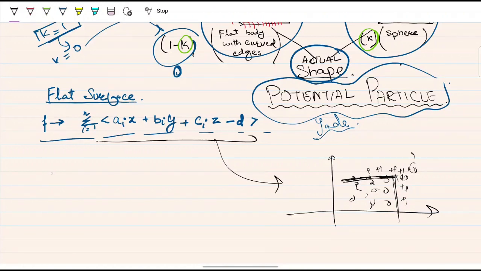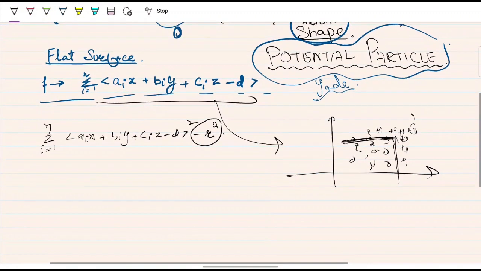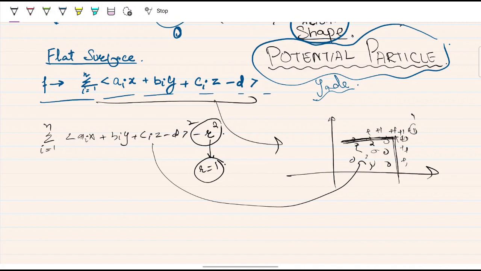So for i equal to 1, a_i x plus b_i y plus c_i z minus d_i, scaling doesn't affect it. Now, if you subtract a number, let's say r is equal to 1, and you subtract it here, what will happen? These zeros will become minus 1, so these become negatives. This positive will become 0, so it's actually expanding.